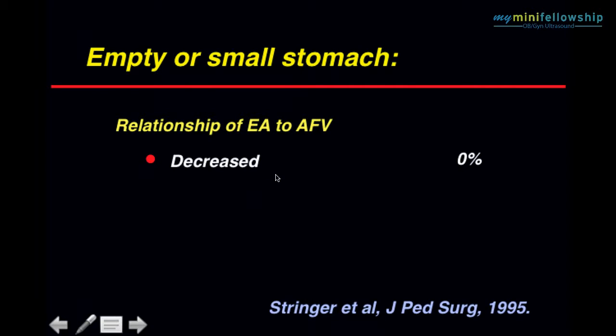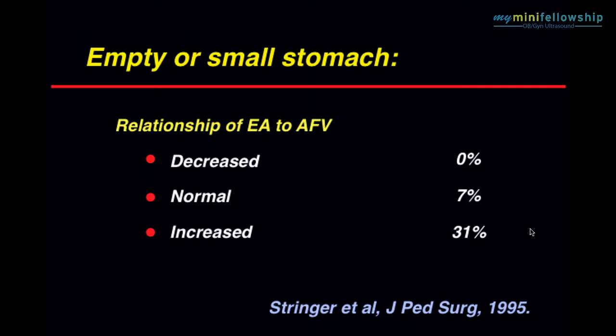If the volume of amniotic fluid was decreased, none of the fetuses had esophageal atresia with tracheoesophageal fistula. They simply didn't have any water to drink. That's why their stomach was empty. If the fluid was normal, fewer than 1 in 10 actually had esophageal atresia. If there was poly and an empty or small stomach, still less than a third had esophageal atresia with tracheoesophageal fistula. So I've got everything I want.